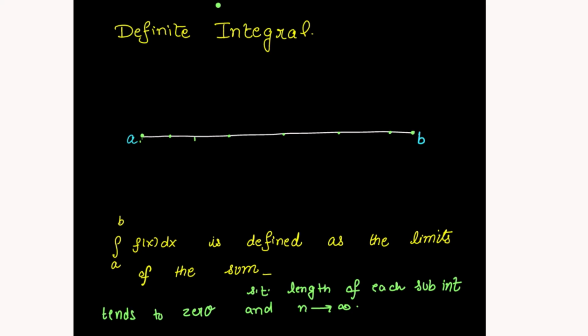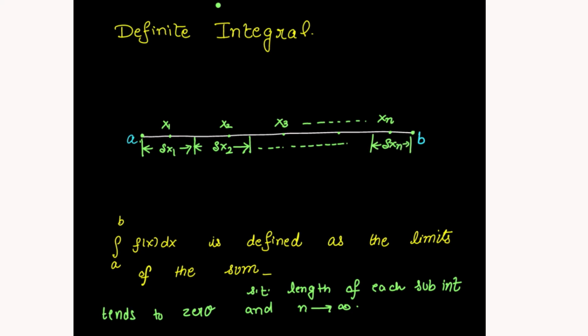Just start with a simple definition of definite integral. Suppose this is your interval AB, and let me put points x1, x2, x3, and so on up to xn in this interval. Suppose this distance is delta x1, this distance is delta x2, and if you move further on, the last one will be delta xn, right?